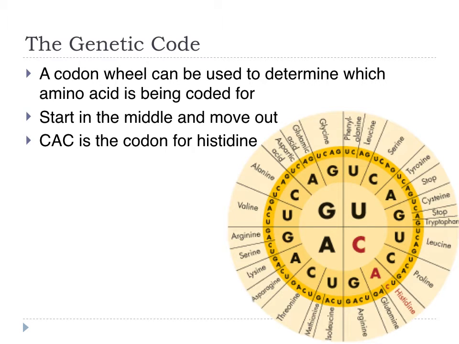You start in the middle. You can see that wheel is broken down into 4 quadrants. So you start in the middle. We have guanine, adenine, cytosine, and uracil. If we're looking for the amino acid that goes with the codon CAC, starting in the middle, C, then you work out to the second circle in that quadrant, A. Then you go to the third circle in that A section. C is right there, and that would code for histidine.